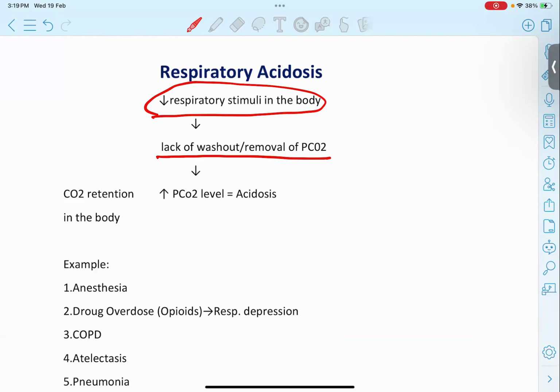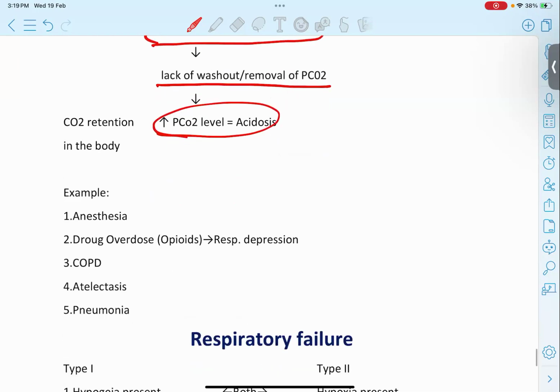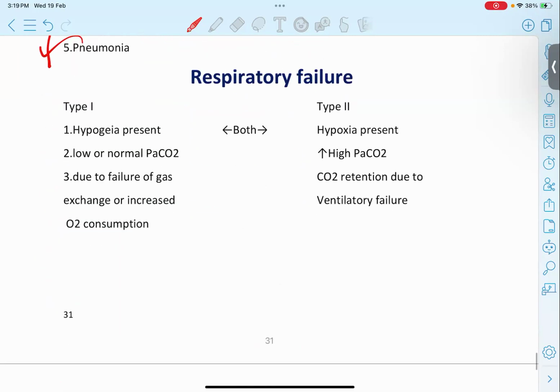So if someone is having low respiratory stimulus, there will be lack of removal or washout of carbon dioxide. So the carbon dioxide level will increase, and this is called respiratory acidosis. Examples are anesthesia, drug overload, respiratory depression, COPD, opioid overload, atelectasis, pneumonia. These are the conditions where we can find respiratory acidosis.